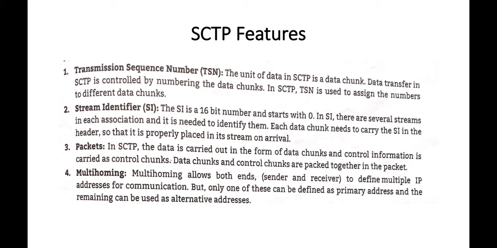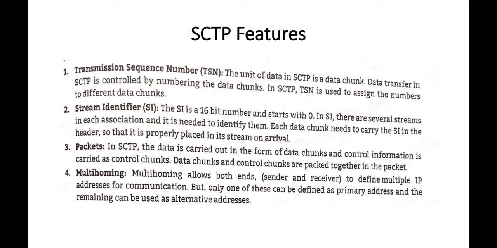In TCP we use only a single IP address: the sender uses one IP address and the receiver uses one IP address for the communication. But in SCTP, multi-homing allows both ends more than one IP address for the communication. Primarily it starts with only a single IP address, the sender using one and the receiver using another. But if some fault, failure or error occurs in that particular network, in that situation we use the alternative option, the secondary IP addresses.